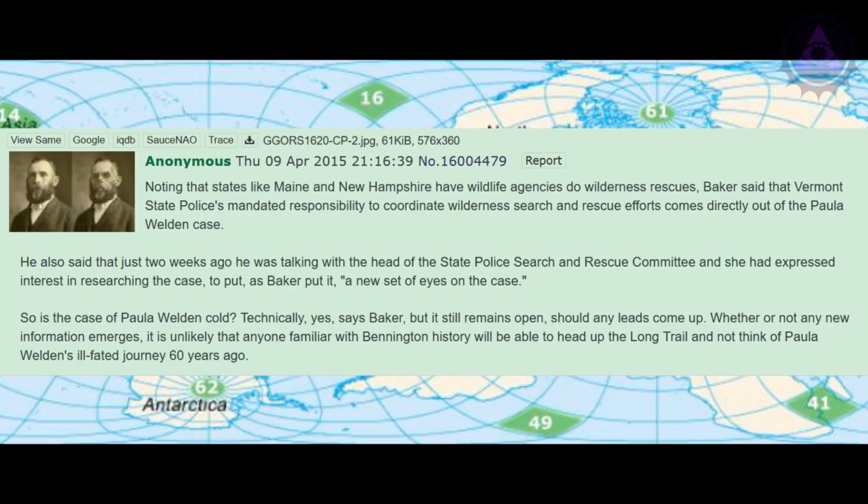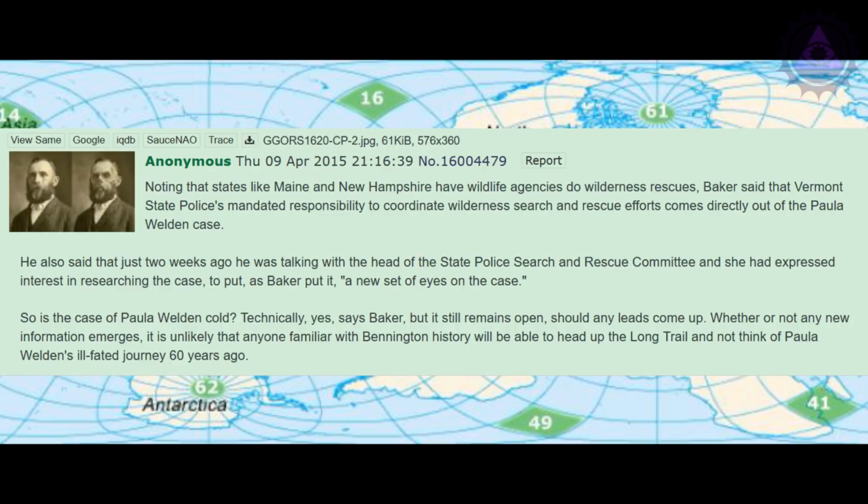Noting that states like Maine and New Hampshire have wildlife agencies do wilderness rescues, Baker said that Vermont State Police's mandated responsibility to coordinate wilderness search and rescue efforts comes directly out of the Paula Welden case. He also said that just 2 weeks ago he was talking with the head of the State Police Search and Rescue Committee and she had expressed interest in researching the case, to put, as Baker put it, "a new set of eyes on the case."